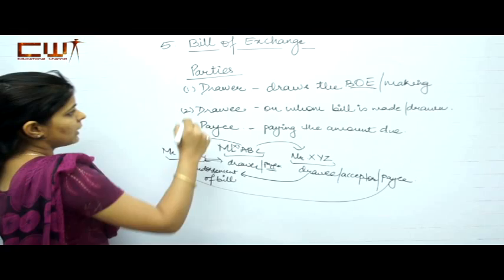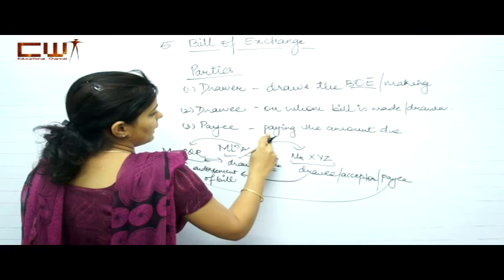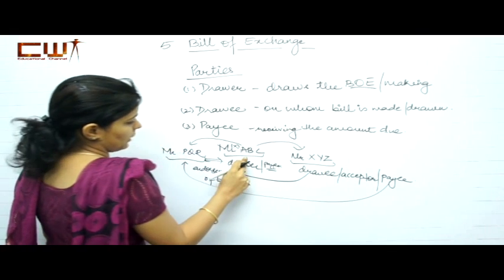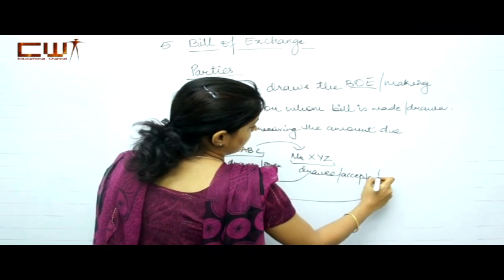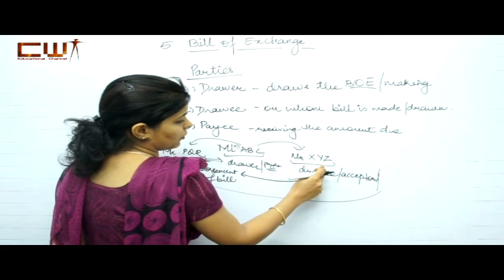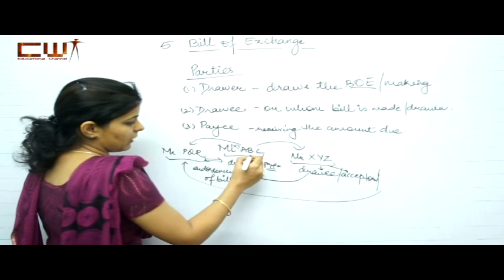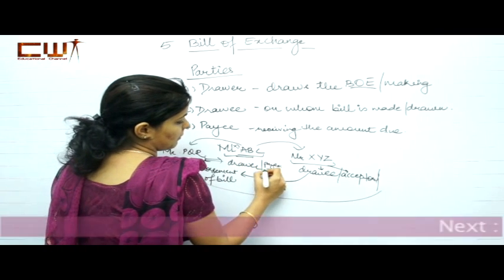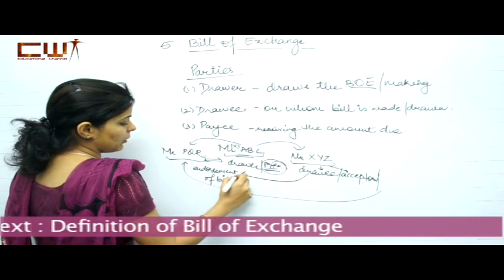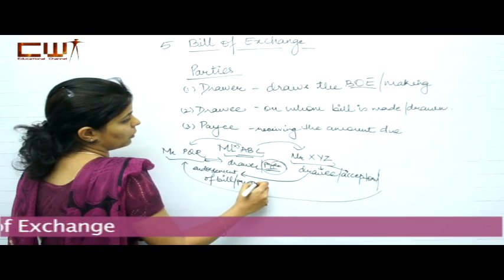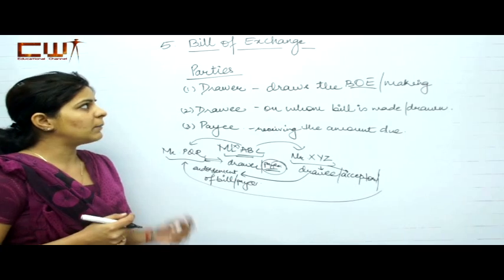Alright. So drawer is the person who draws the bill, drawee is the person on whom the bill is drawn, and payee is the one receiving the amount due. So ABC has drawn the bill on XYZ. Payee is who is receiving the money. XYZ accepts the bill, returns it to ABC. Now if ABC is receiving the money, he is known as the payee. If ABC is giving it to PQR, PQR will be known as payee. So payee is the person who is receiving the amount due, or who is actually receiving the payment.